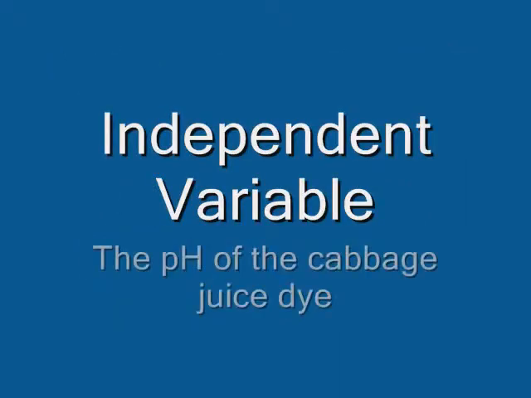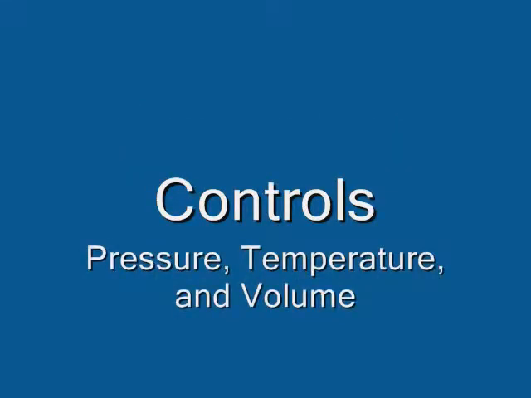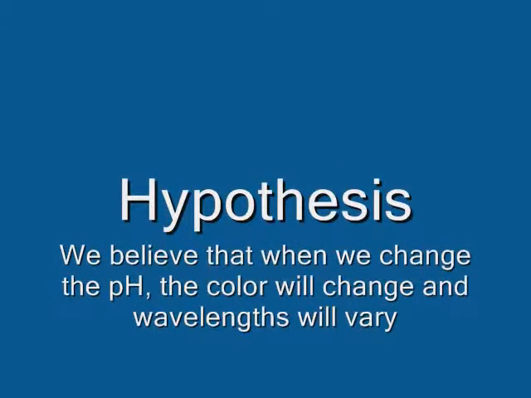The independent variable of our experiment is the pH of the red cabbage juice dye. The dependent variable is wavelengths of max absorbance. The controls of this experiment are pressure, temperature, and volume. Our hypothesis is we believe that when we change the pH, the color will change and wavelengths will vary.